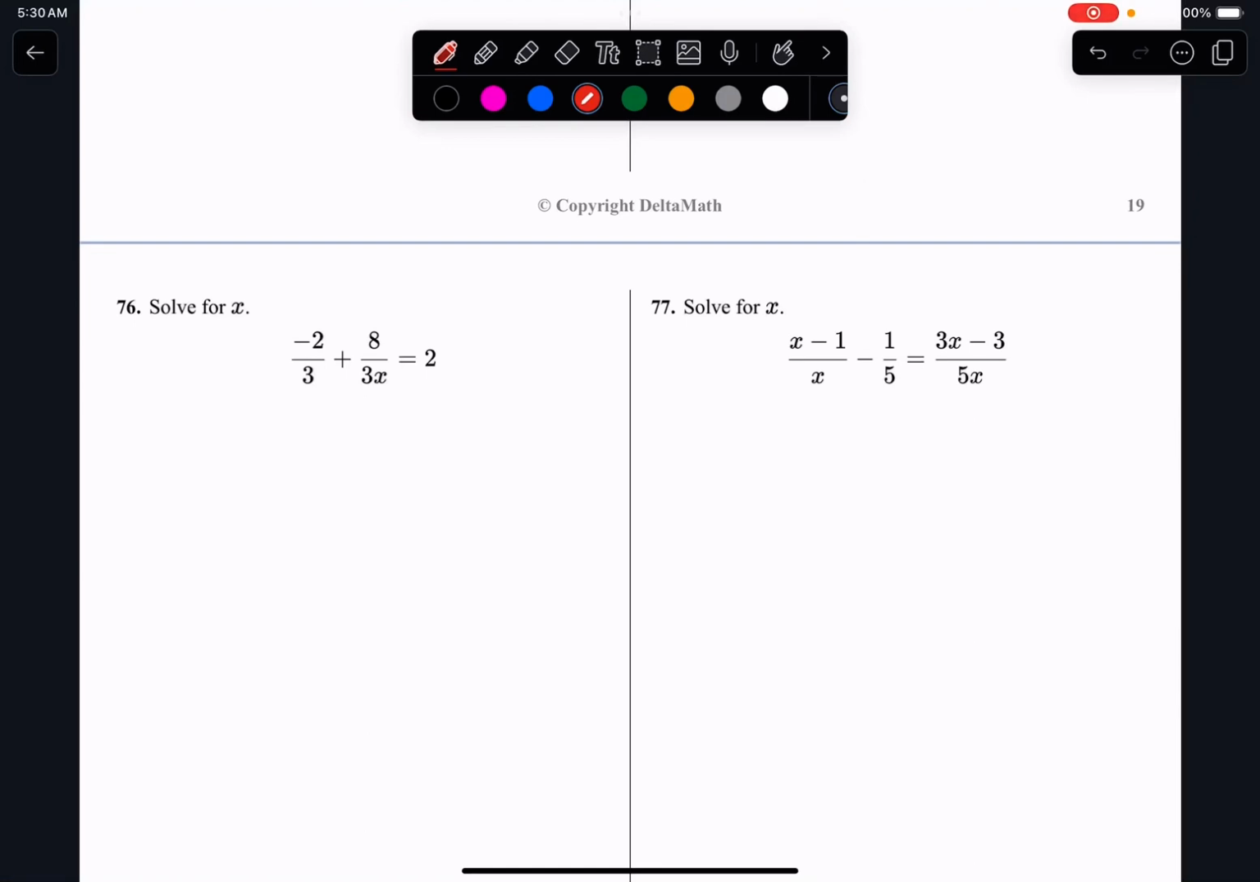Hi, Math 3 students. Today we're going to go over how to solve rational equations. It's actually very similar to what we do when we are adding and subtracting them. There are just two additional steps, I guess.